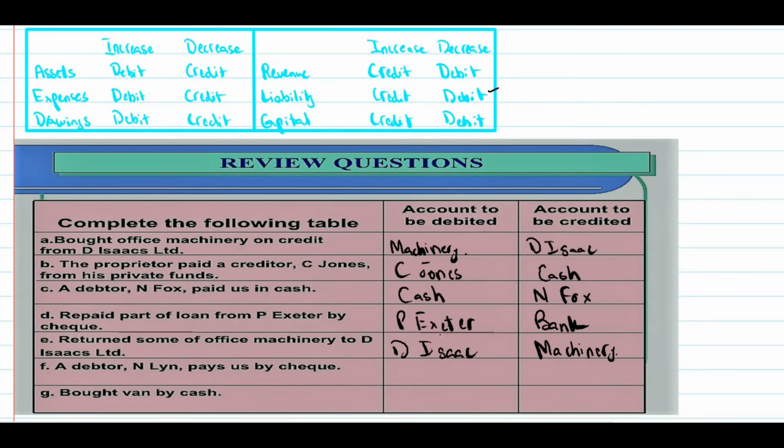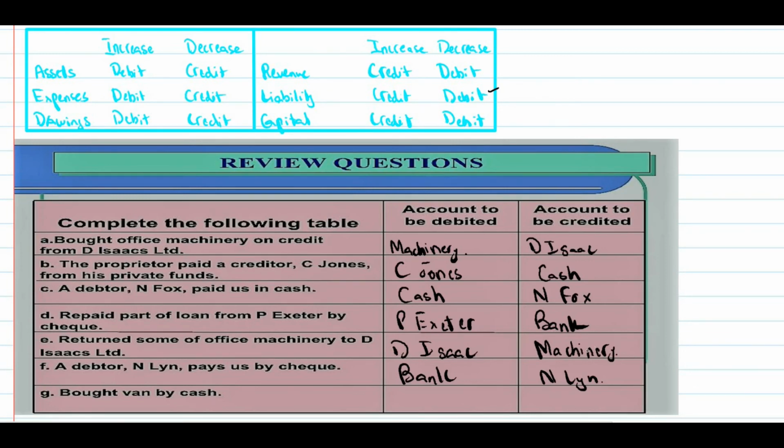Moving on to part F, it says a debtor L. Lin pays us by check. Now check is an asset. As an asset increases, it would be debited. And L. Lin was also our asset. He was our receivable, and now his account has decreased, so he would be credited. L. Lin.